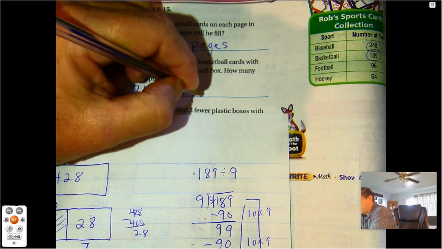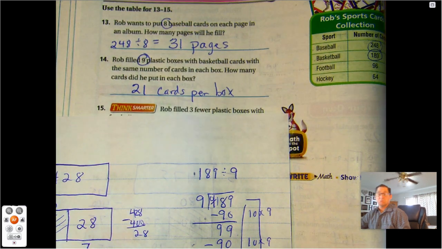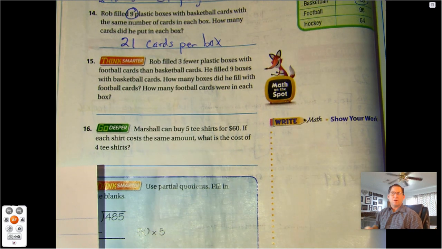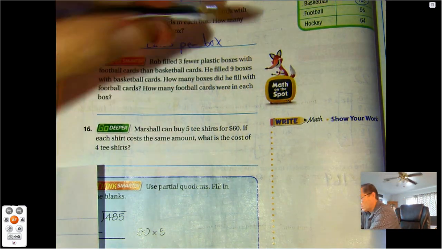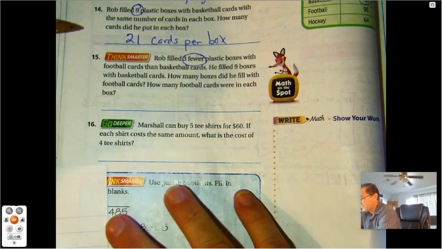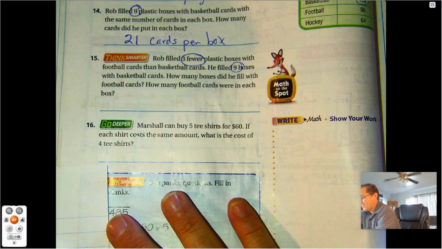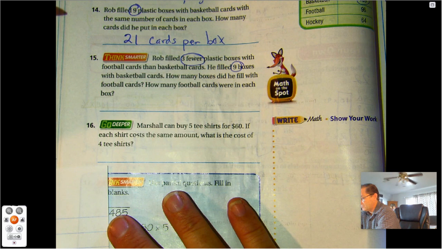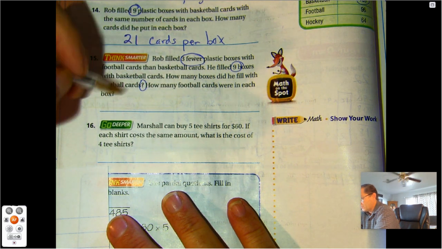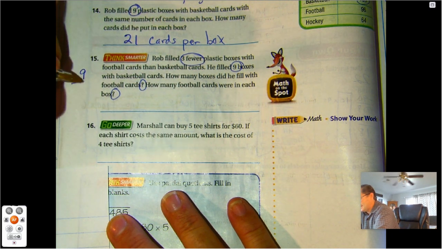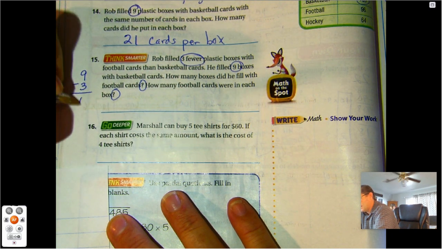Okay. 15. Rob filled 3 fewer plastic boxes with football cards than basketball cards. He filled 9 boxes with basketball cards. How many boxes did he fill with football cards? How many cards were in each box? Okay, so there's 2 questions there, right? So 9, take away 3. So he filled 6 boxes with football cards.